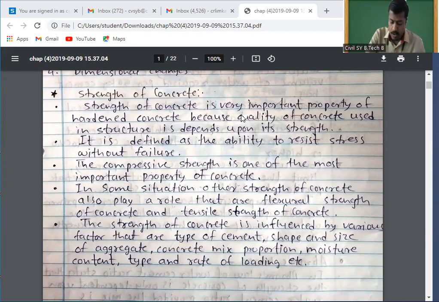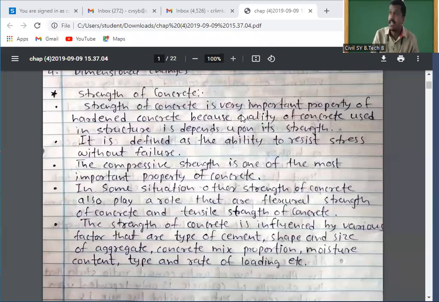Because we have one relation between the compressive strength of the concrete and the flexural strength of the concrete, by using that relation you can assess it if you have the flexural strength. Sir, if this is the flexural strength, this will be the compressive strength. We have one relation, I'm going to tell you. That is the thumb rule which we are going to use. Suppose the compressive strength of the concrete is 30 Newton per mm square.